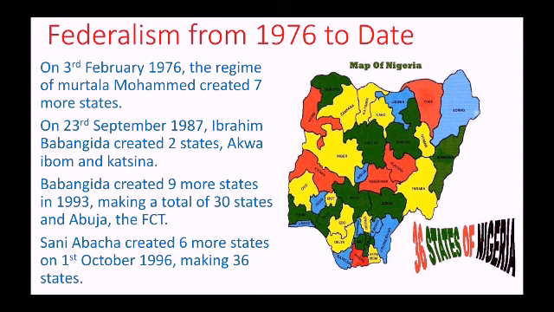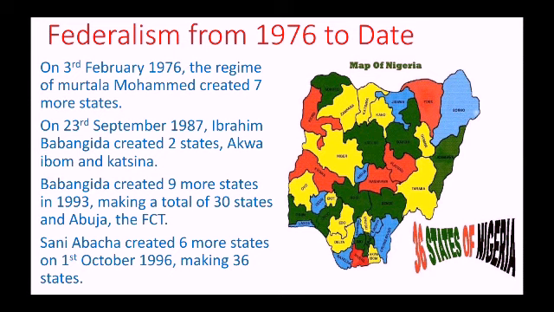General Sani Abacha created 6 more states on the 1st October 1996, and the total number of states became 36. So these are the various structures and how states have been created since Nigeria gained independence. This has been the way states were created until 1996, when Abacha created 6 more states.